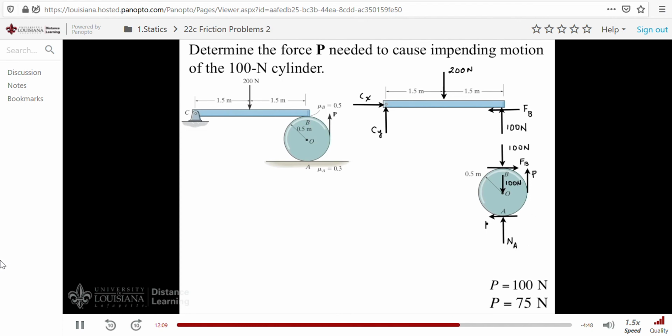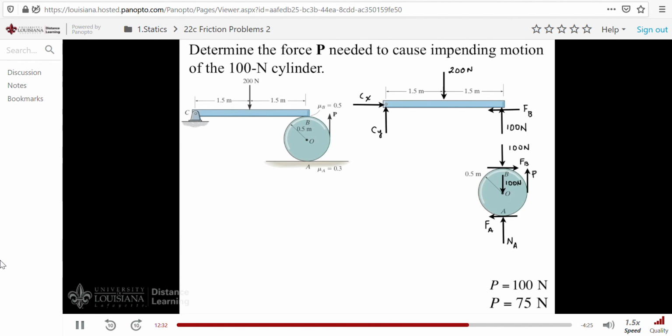Do you see why the friction forces go as they do? P is tending to rotate the cylinder around its center in a counterclockwise direction, and the friction forces are rotating the cylinder in a clockwise direction to counteract it. Now we have a free body diagram of the cylinder, and now we'll deal with it.